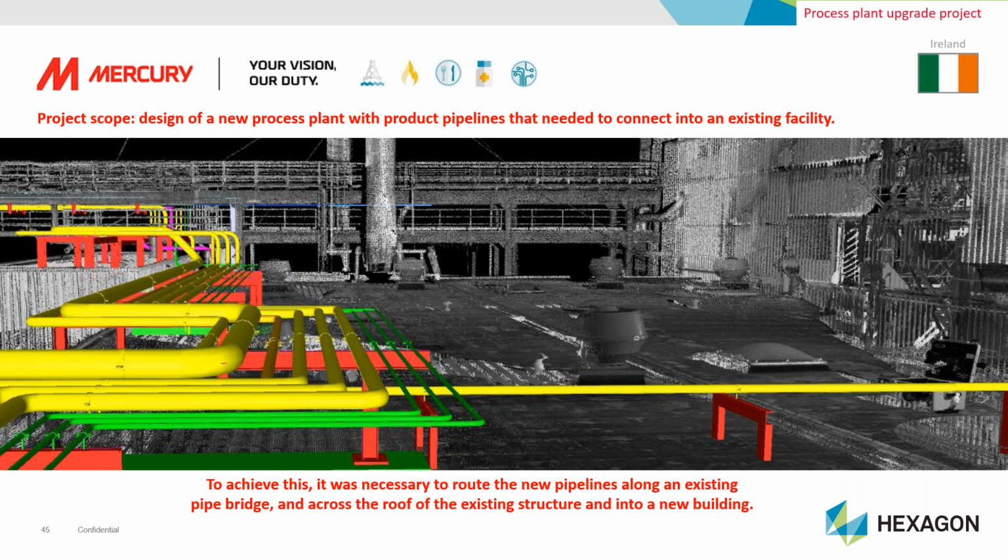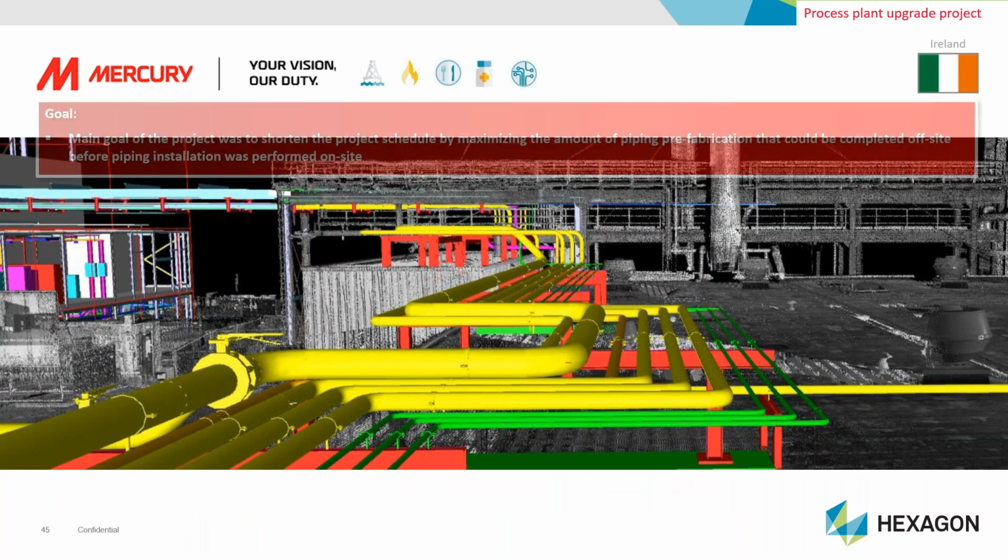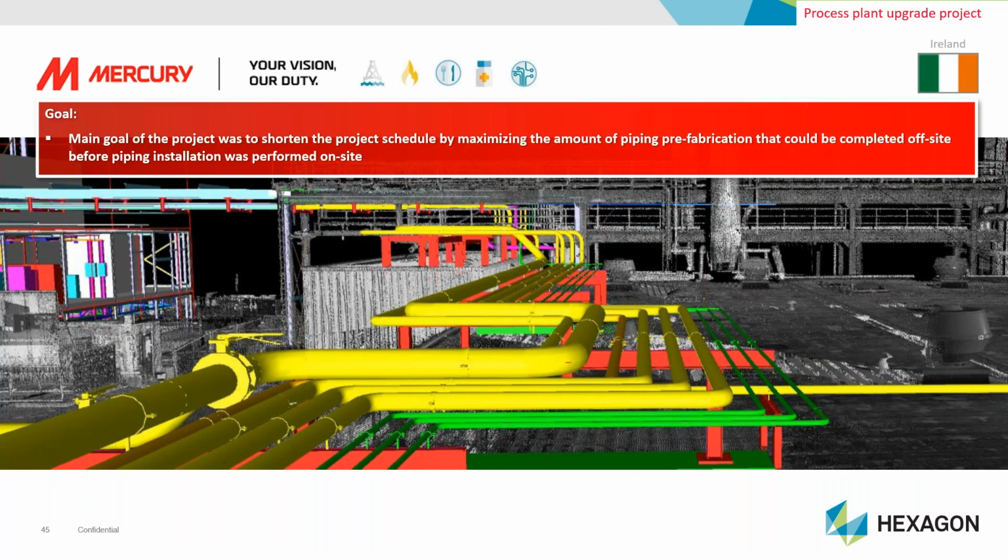The scope, as you see here, was to design a new process plant with product pipelines that needed to connect into the existing facility. To achieve this, it was necessary to route the new pipelines along an existing pipe bridge and across the roof of the existing structure and into a new building. Now, the goal of the project was to shorten the project schedule by maximising the amount of piping prefabrication that could be completed off-site before piping installation was performed on-site.